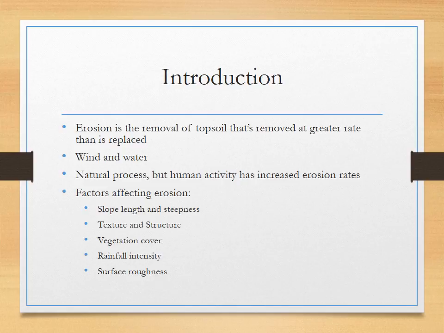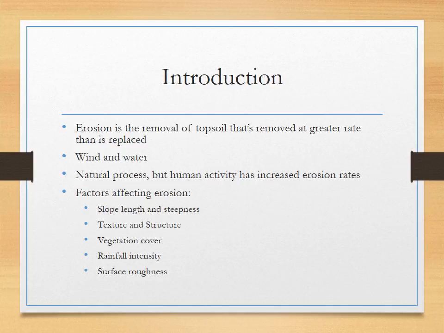If a slope is long, water running down the slope becomes deeper and moves faster, taking more soil with it. Slope steepness. The speed of runoff increases on steep slopes, which increase the power of water. Texture and structure of soil. Soils vary in their ability to withstand the impacts of raindrops.